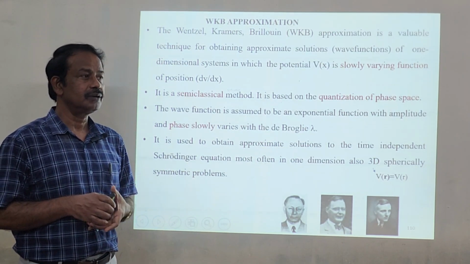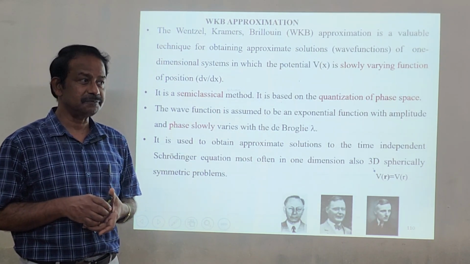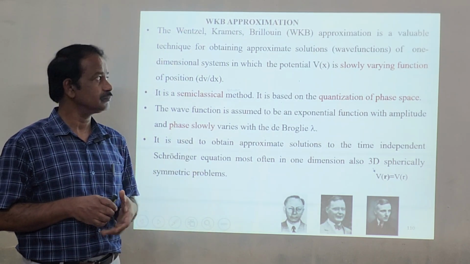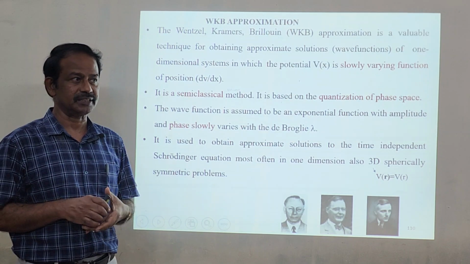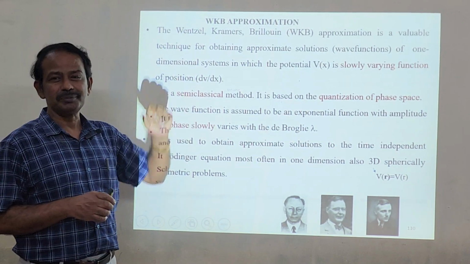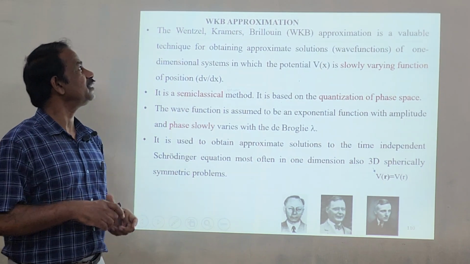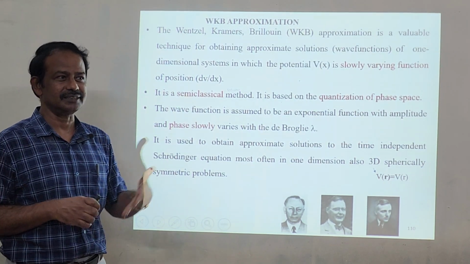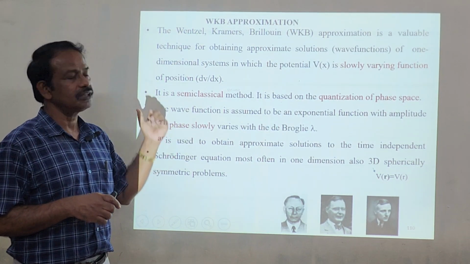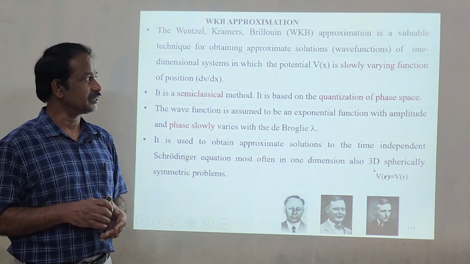But earlier, a mathematician named Jeffreys, in 1923, also discovered this approximation method. So that's why sometimes it is called the JWKB method. So the Jeffreys, Wentzel, Kramers, Brillouin method. In some books you may find it as the JWKB method, and in some other books you will find it as the WKB method.